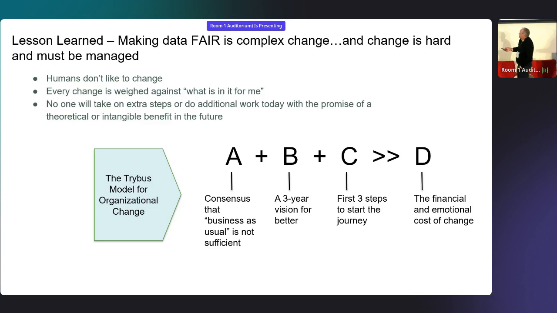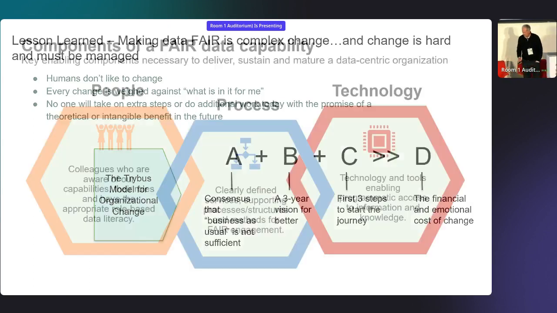One is we need a consensus that business as usual is not sufficient. So everybody has to agree that what we're doing today is crazy. And you saw earlier some of the crazy, right? The bag of thumb drives, etc. You need a vision for better. You need to know how to get started. And so we put all those components in place to get FAIR moving at BMS.